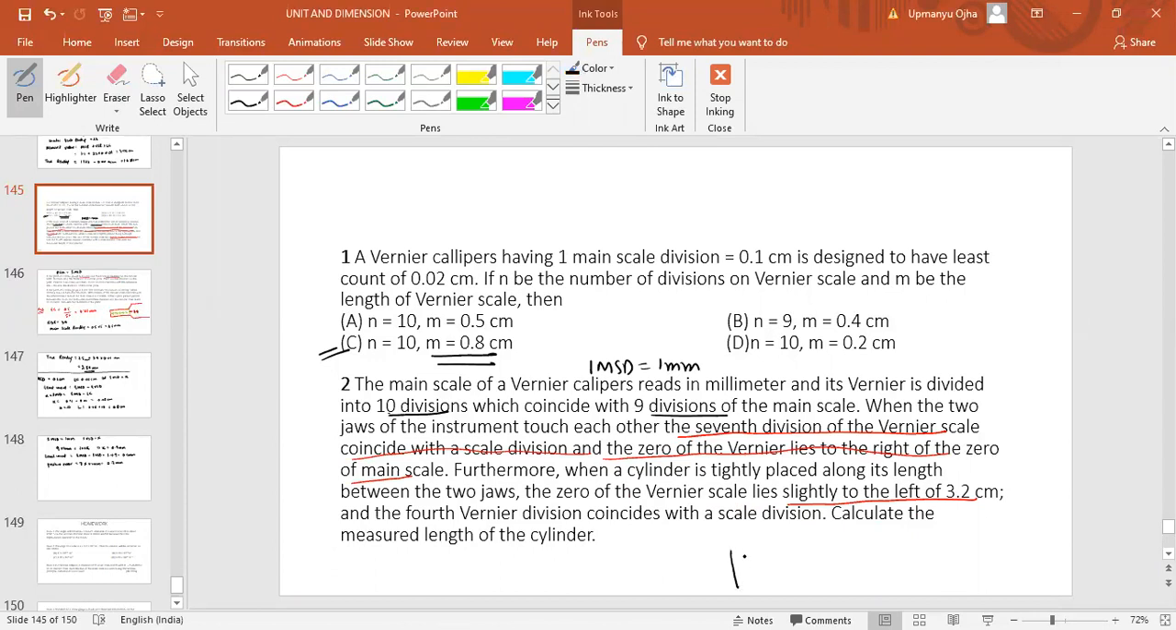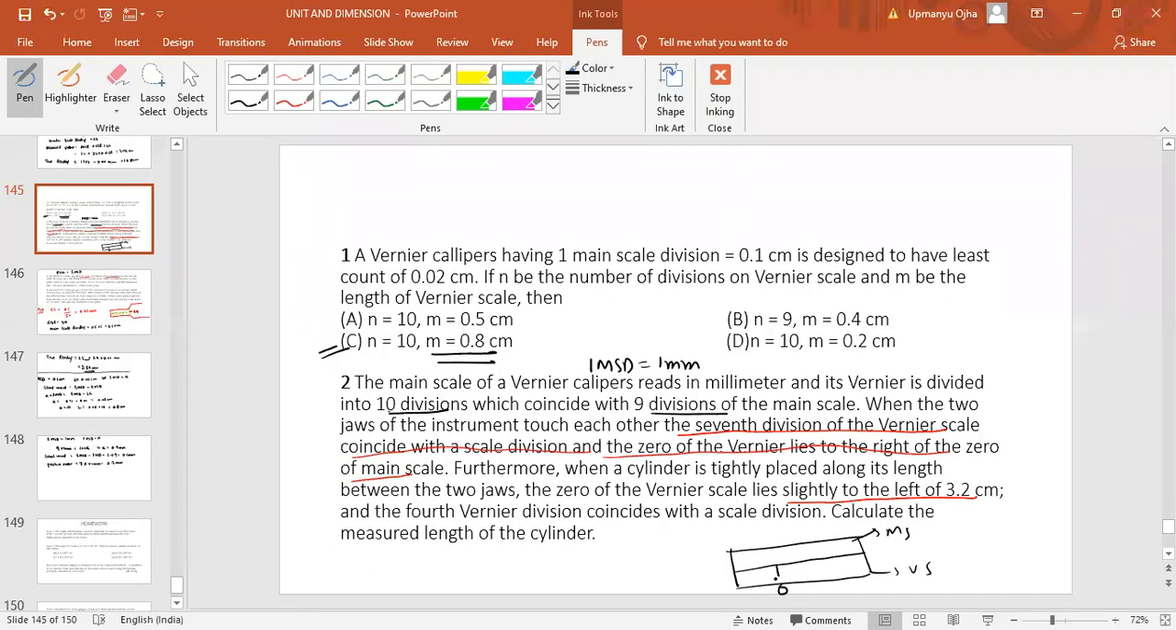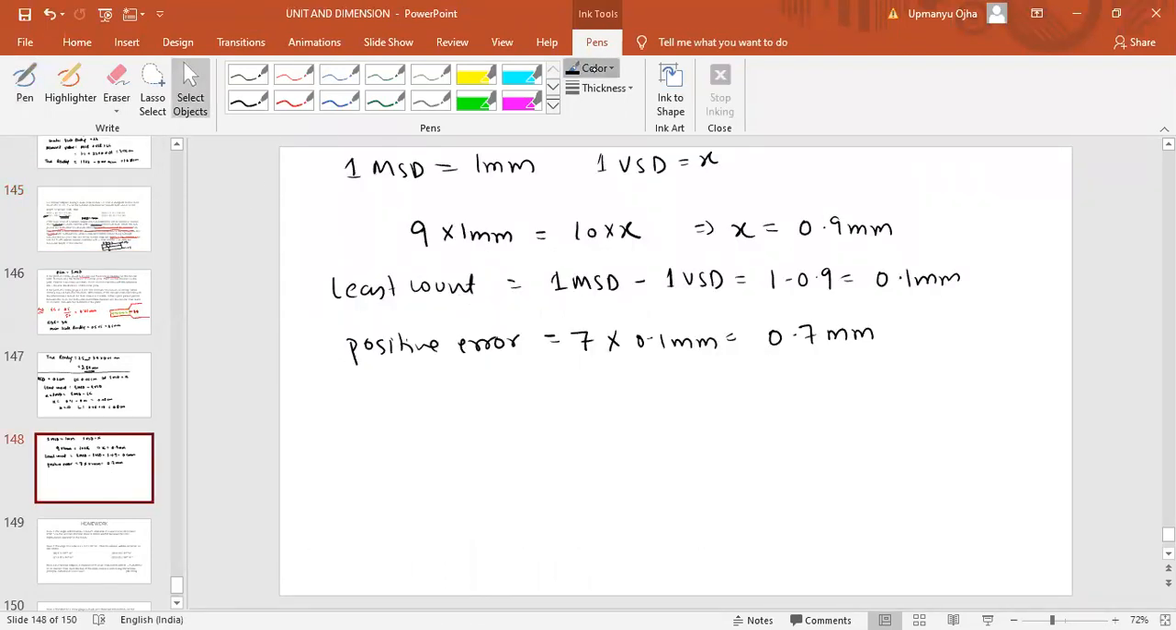If I draw the scale like this, this is the scale. Top is the main scale, this is the vernier scale. Now this is the zero of the vernier scale, which is on the left side of 3.2 centimeter. So what is the main scale reading? The main scale reading would be 3.1 centimeter. We have to look at the left of the vernier zero, and that reading is 3.1 centimeter.